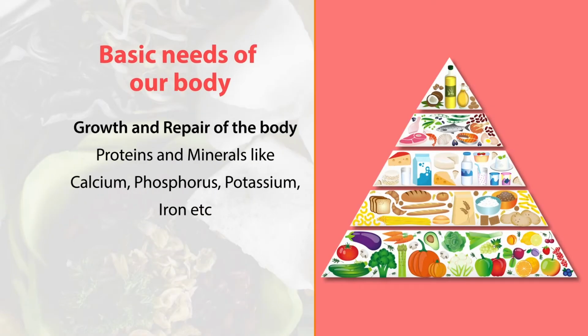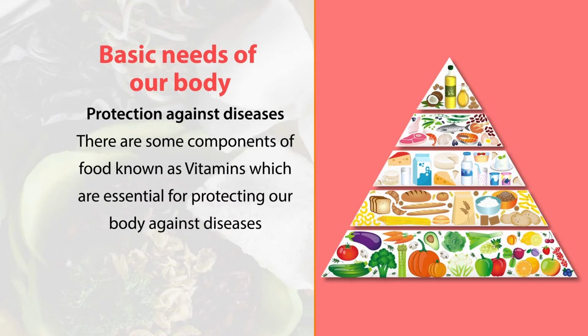Similarly, for growth and repair of the body, minerals like calcium, phosphorus, potassium, iron, and proteins are required. Then protection against diseases. So vitamins are the components of the food which we require for protection against diseases, which are essential for protecting our body. So what are the vitamins? What are the sources of vitamins? Why are fruits and nuts a better source of vitamins? Which vitamin is available in which fruit? These are the basic key concepts which you need to deal with when you deal with nutrients required for protection against diseases.